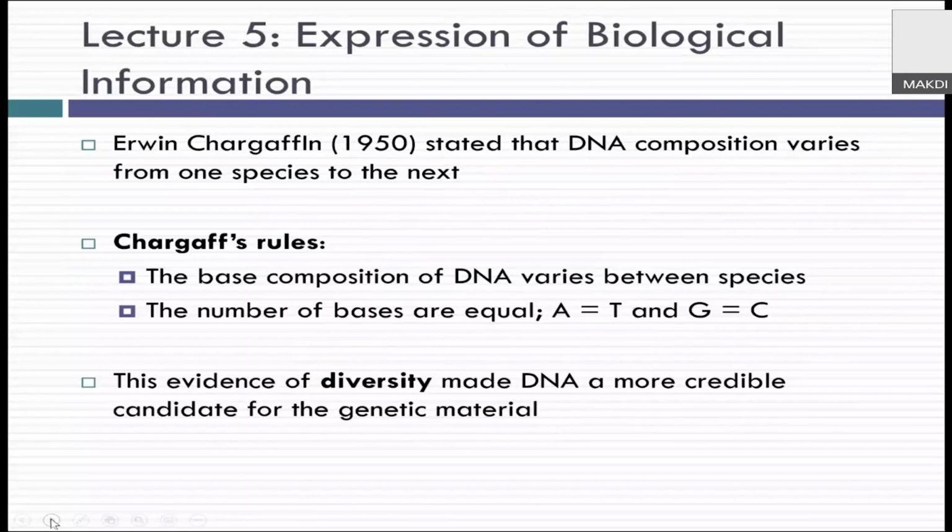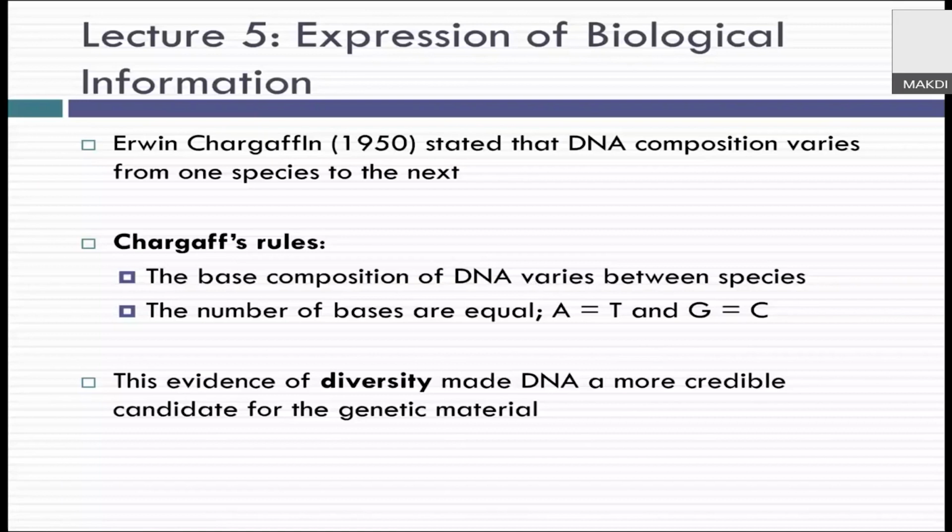Okay, first we look at the Chargaff rules. Chargaff proposes that the composition of DNA varies between species. So DNA has diversity. Each person's DNA is different from your friends' and your parents', except for identical twins. Identical twins will have the same DNA composition. But other than that, even between insects, between fishes, between birds, they have different DNA compositions.